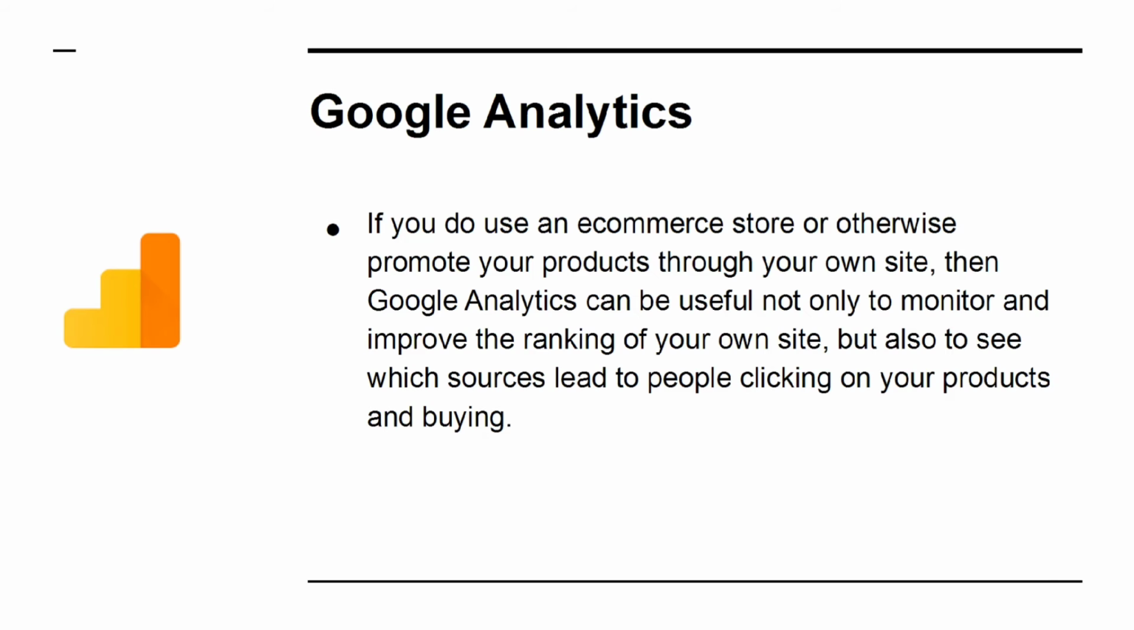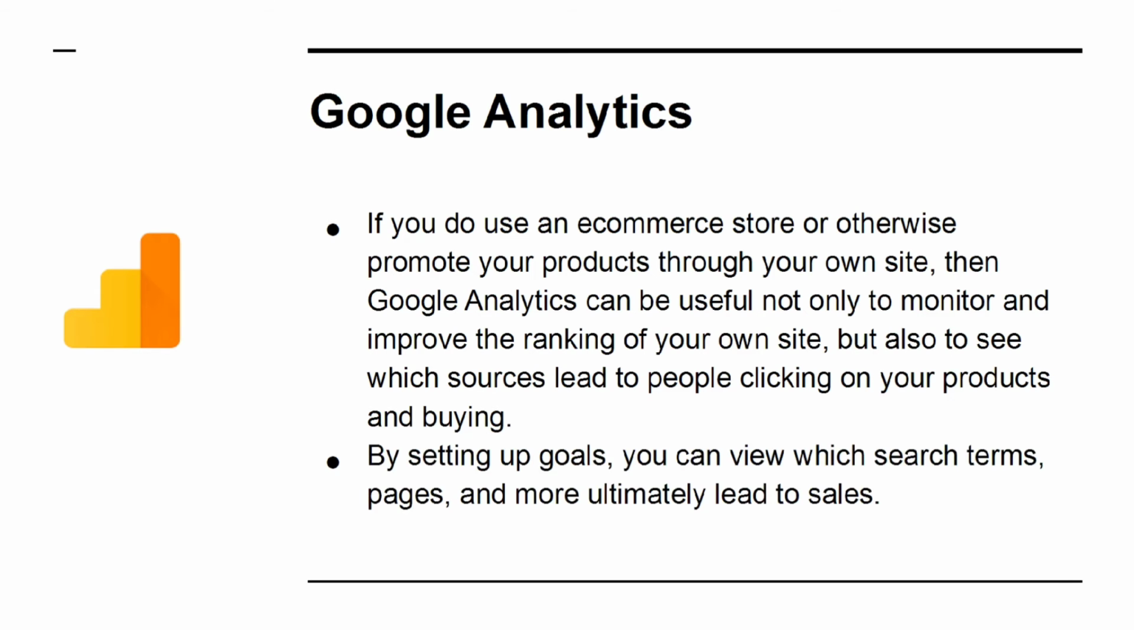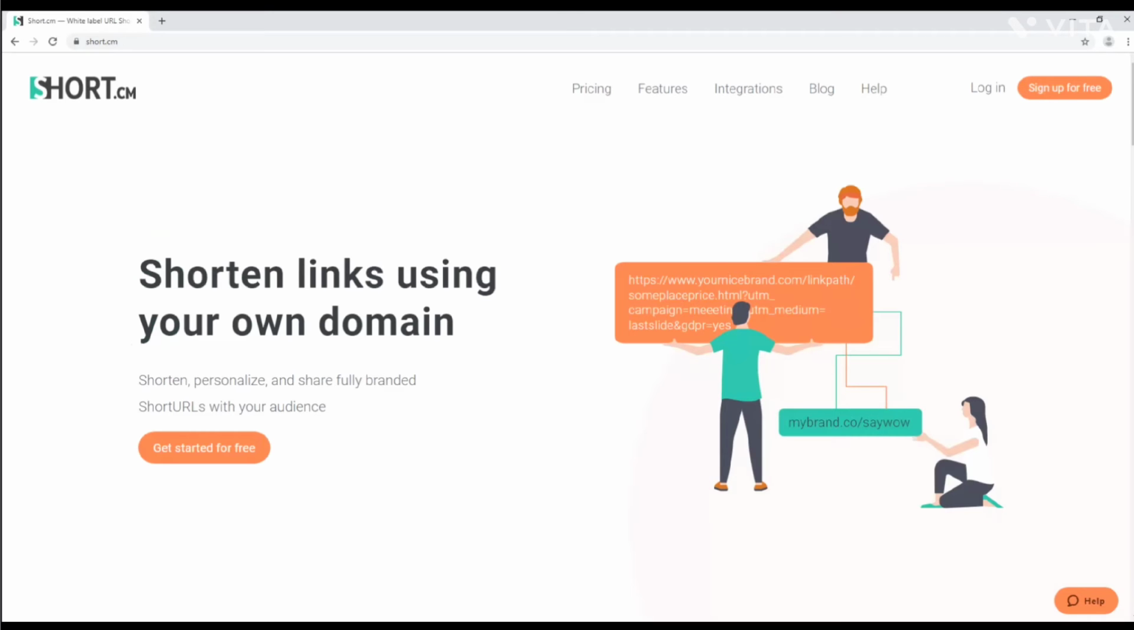Google Analytics. If you do use an e-commerce store or otherwise promote your products through your own site, then Google Analytics can be useful not only to monitor and improve the ranking of your own site, but also to see which sources lead to people clicking on your products and buying. By setting up goals, you can view which search terms, pages, and more ultimately lead to sales. Short.cm. Short.cm is a link shortener, which is great for creating easily shareable links to your products.